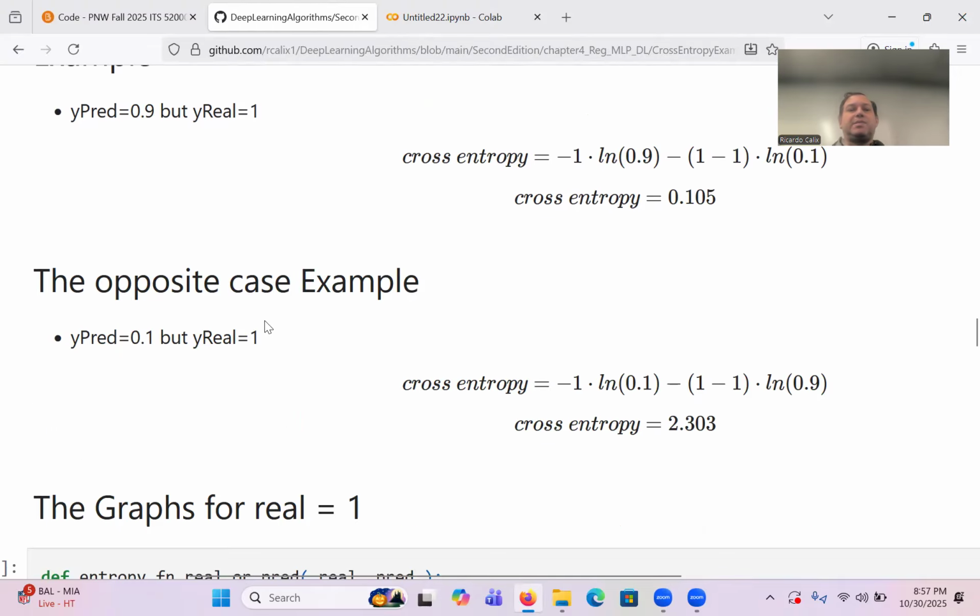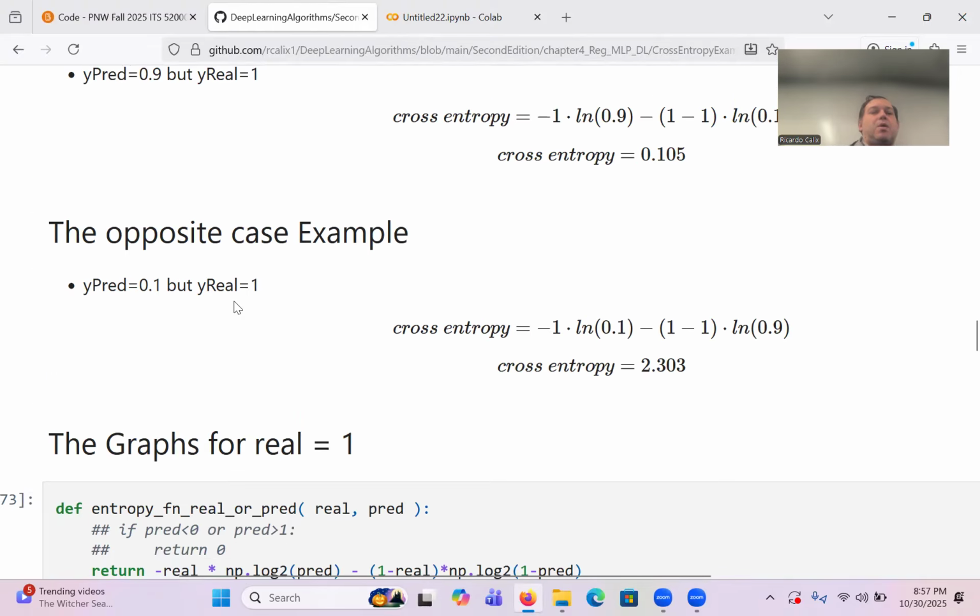Now let's look at the opposite case example. The real is 1, cat. But for that category, my model is only predicting 0.10. Do you guys see that? So not a very confident model, right? It might actually be saying, let's say it's a 2 vector.